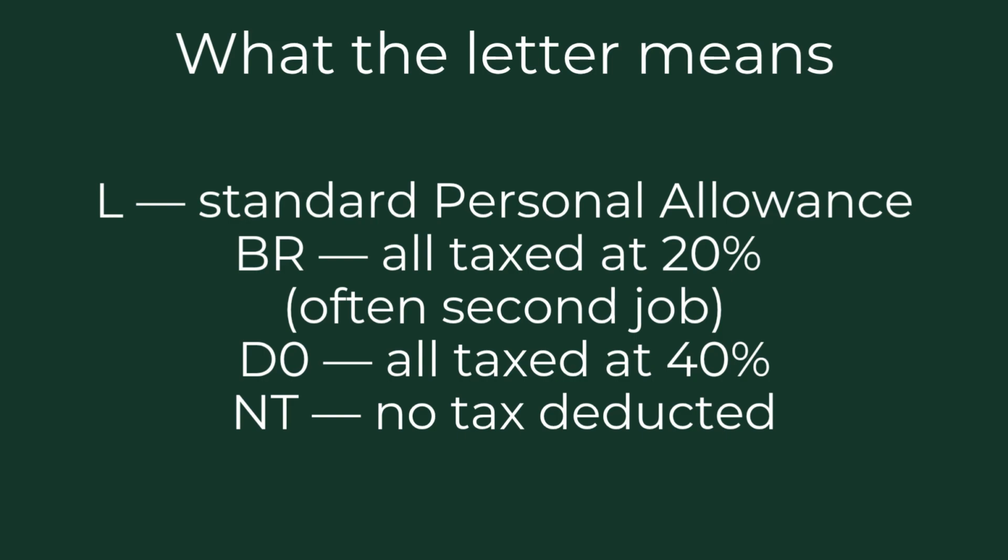BR means all your income from that source is taxed at the basic rate of 20%. This is often used for a second job. D0 means all income is taxed at the higher rate of 40%. NT means no tax is to be deducted at all. There are other letters too. M and N relate to the marriage allowance. And T means HMRC needs to review your code.